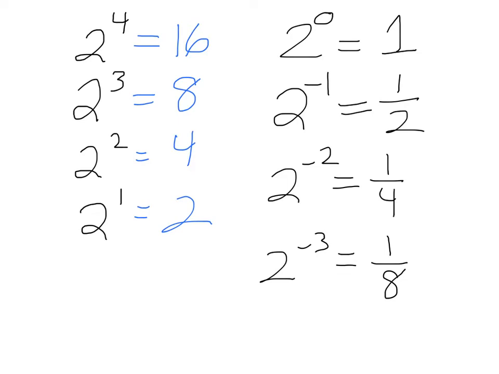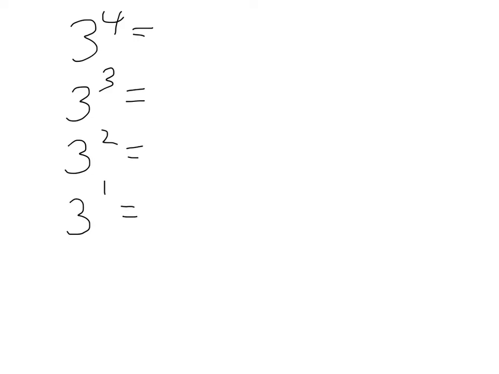Okay, now let's look at this pattern. 3 to the 4th, 3 cubed, 3 squared, 3 to the 1st. If we do this, what is 3 to the 4th? Anybody? 81. And 3 to the third? 27. And 3 squared? 9. And 3 to the first? 3.